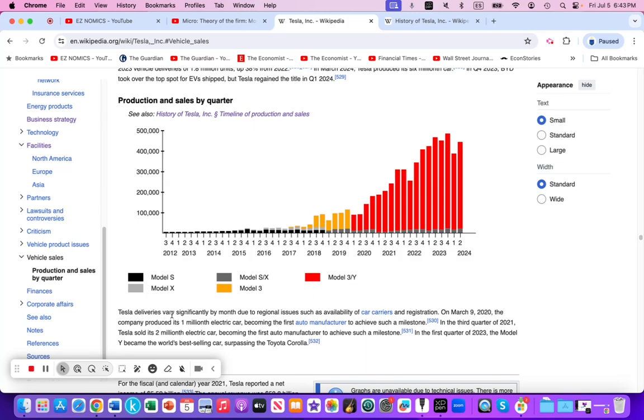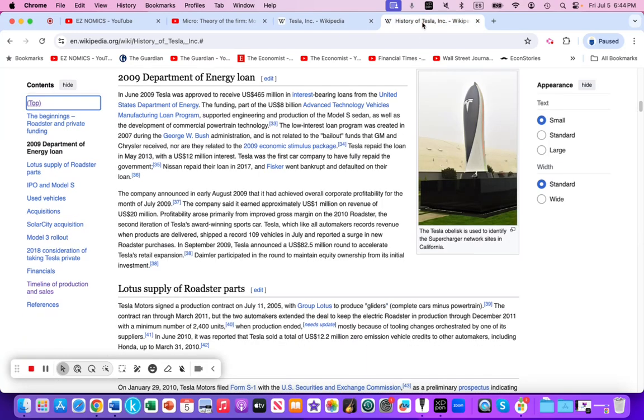Down here, it says that Tesla's deliveries vary significantly month to month, but on March 9th, 2020, as a result of a decade of building scale, they produced their 1 millionth electric vehicle. And in the third quarter of 2021, they built their 2 millionth electric vehicle. So this is all an example of economies of scale.